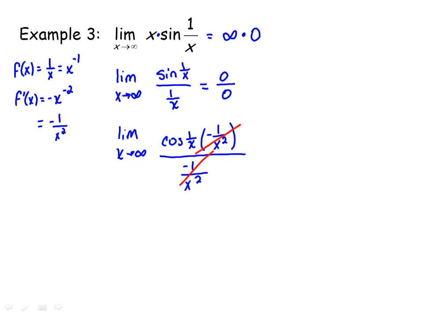And so what I'm going to get is the limit as x approaches infinity of cosine of 1 over x. Apply the limit again. What is 1 over infinity? 0, and what is cosine of 0? So if you went down through there on your test and you put in 0, 0, 0, 0, 0, then you get an answer. The answer is 1.